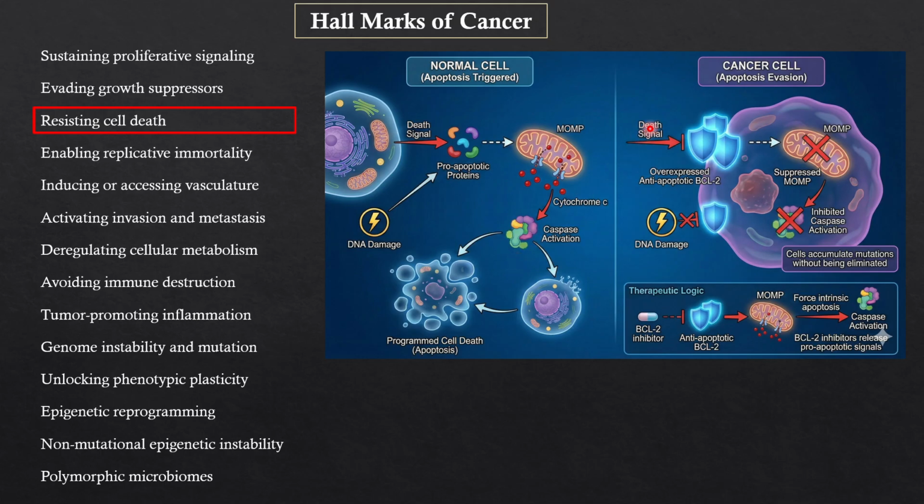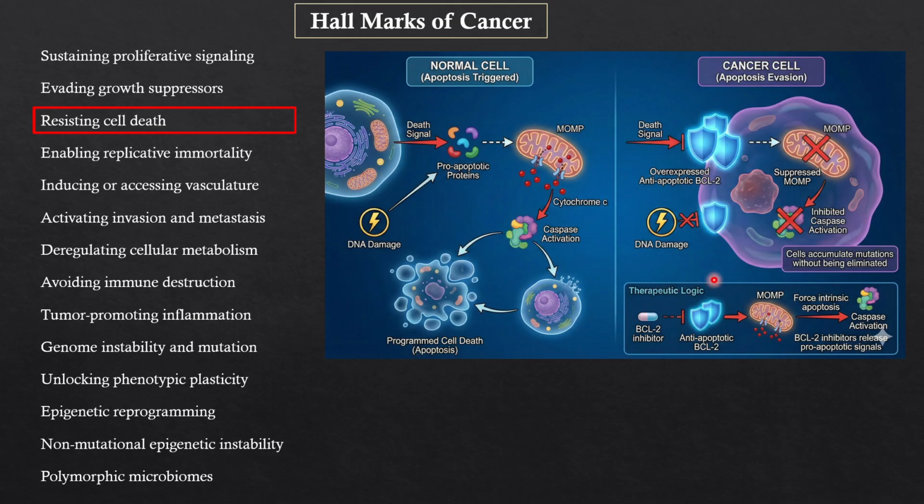Whereas in cancer cells, apoptosis is evaded. The cancer cells overexpress the anti-apoptotic protein BCL2, which masks the death signals, and they never reach the mitochondria. As a result, the MOMP is suppressed, which inhibits the caspase activation, and as a result the cells accumulate mutations without being eliminated.